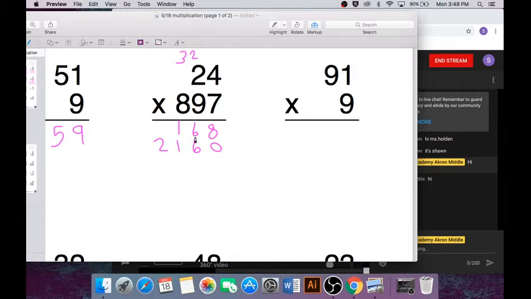Now we're going to do our 8, so we're going to put 2 zeros to hold our place. Okay. We have 8 times 4. 8 times 4 is 32, so we put down the 2. We're going to carry our 3. Now we have 8 times 2. 8 times 2 is 16, plus 3 is 19.